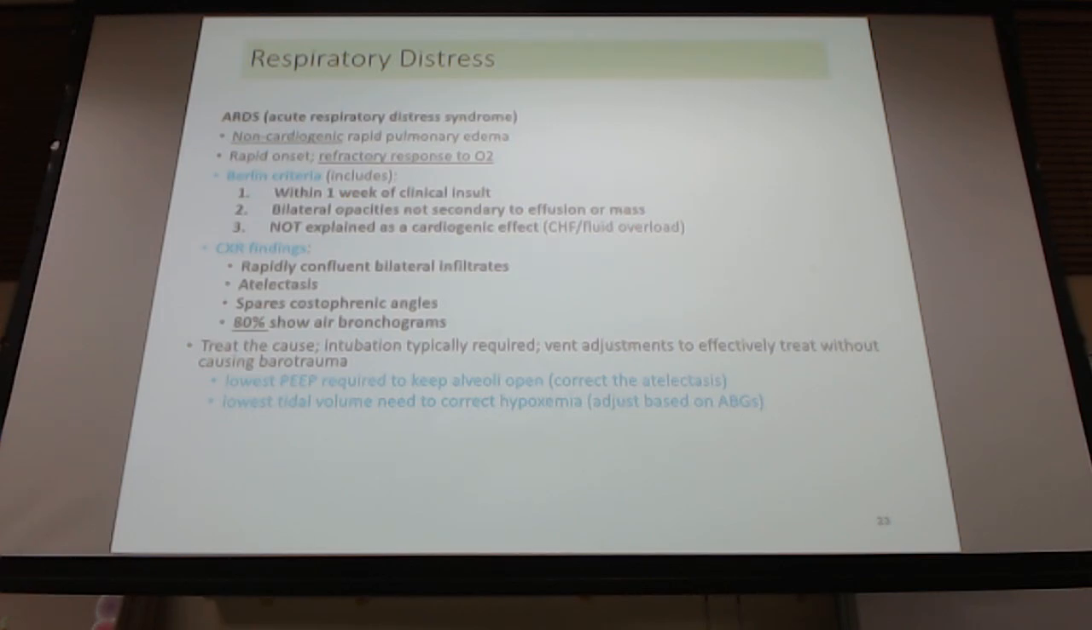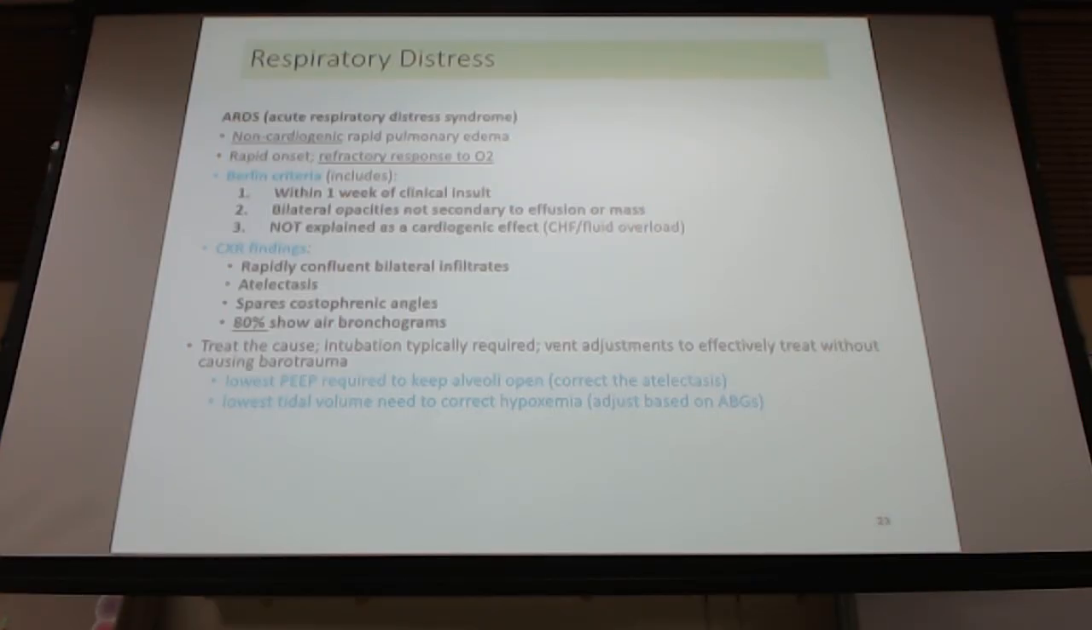Then you have the bilateral opacities. We saw pictures of that. Maybe remember like day 1, day 2, day 3, and you can just see the costophrenic angles are there though. It's not a pleural effusion. It's not filling up that cavity. It's actually the fluid is getting absorbed and sucked into the actual parenchyma of the lungs itself. And then it cannot be associated with a fluid overload problem like CHF.